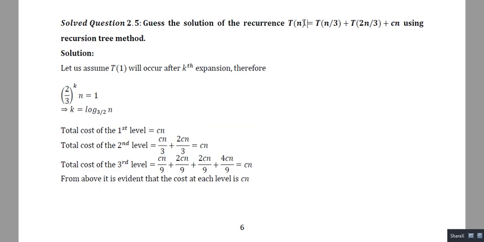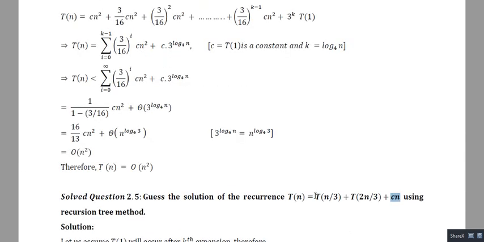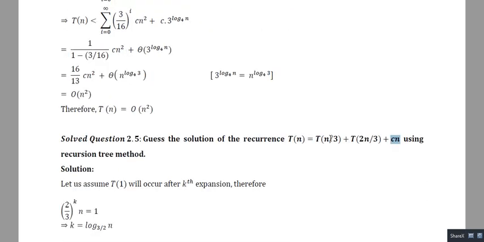So here I am dividing T(n) into two sub-problems. The first sub-problem takes time T(n/3), and the second takes T(2n/3). So I can have the root as cn, and that cn can be expanded into T(n/3) and T(2n/3). Subsequently, each of these will be expanded again.